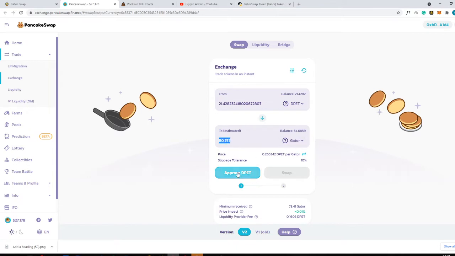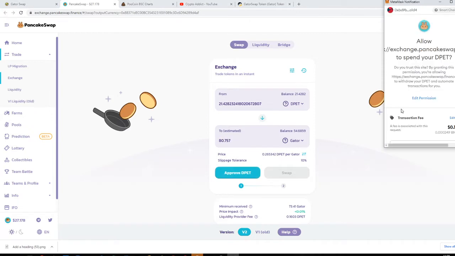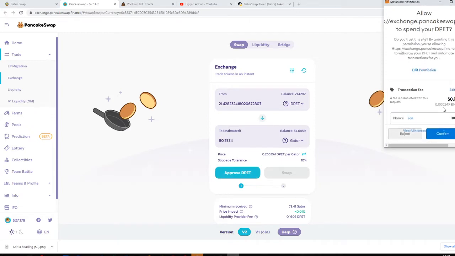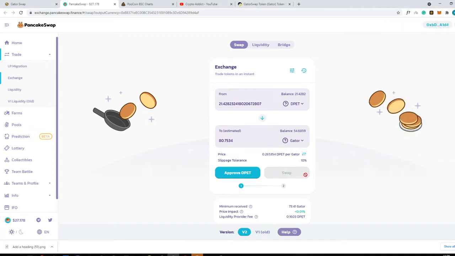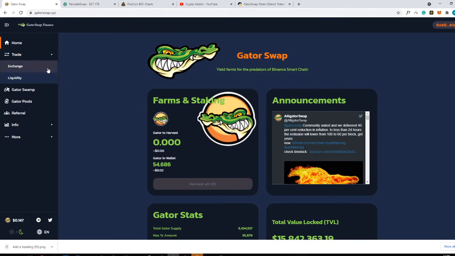So just approve this one. You're approving the transaction, and then you will pay a network fee of around $0.16. Right now it is 0.13. And then after you approve it, just click the swap button right here. So for the liquidity, just click this one.